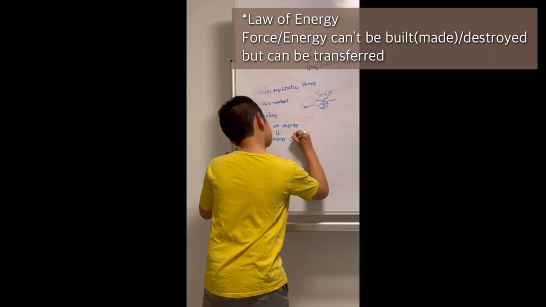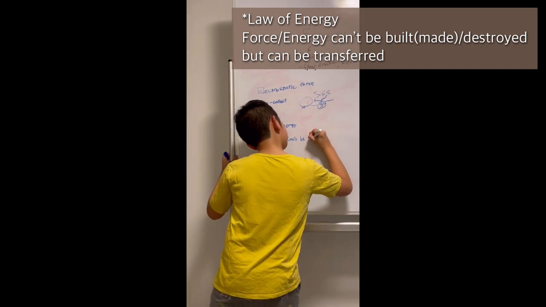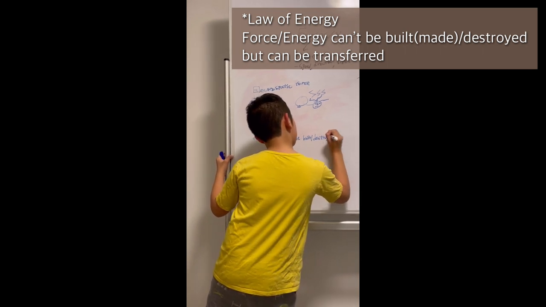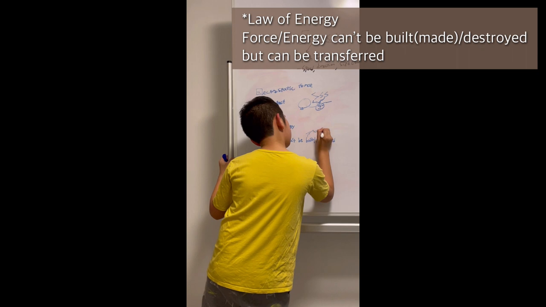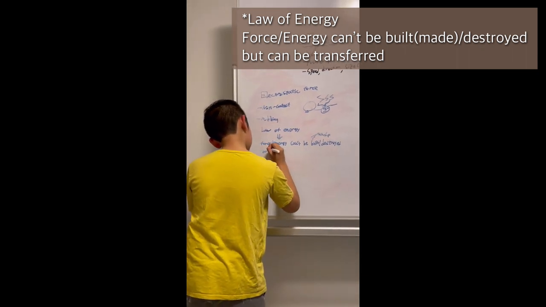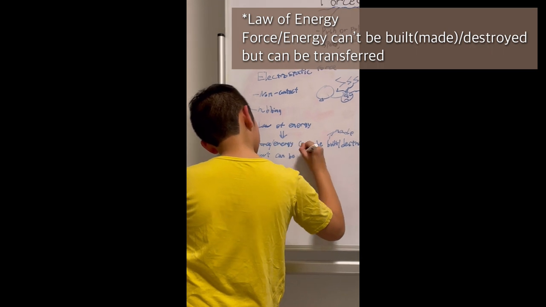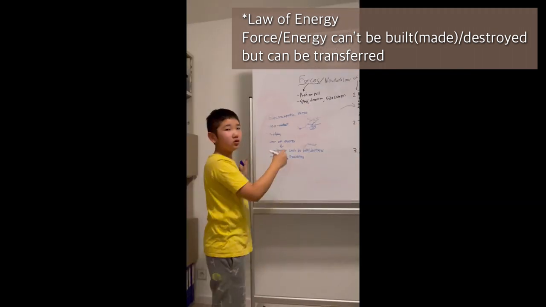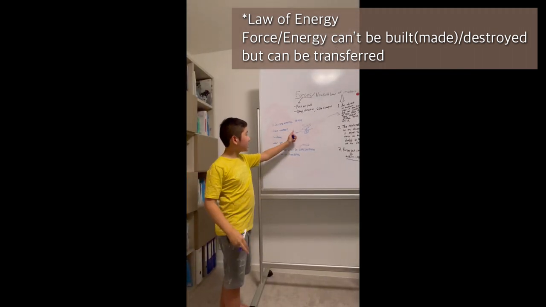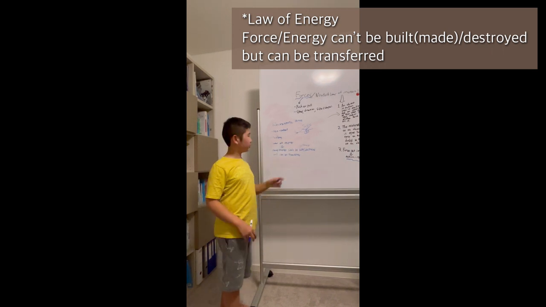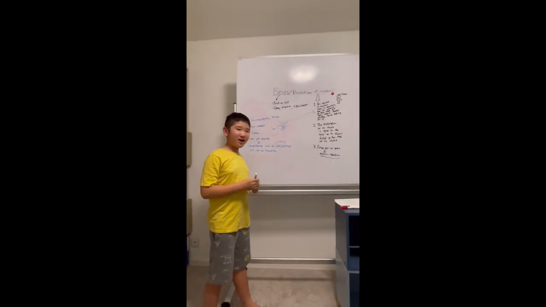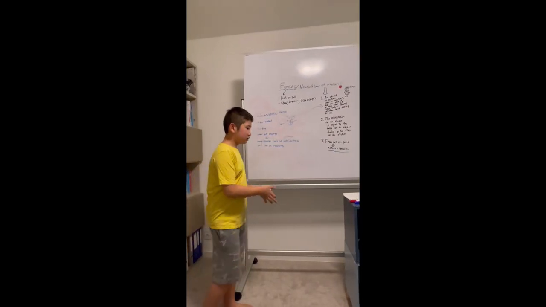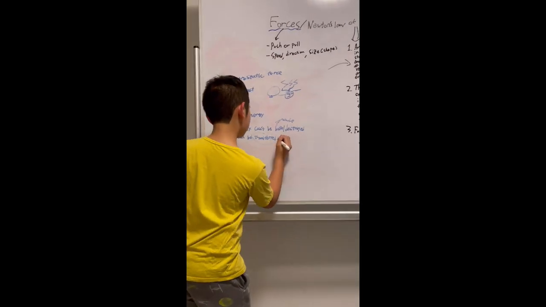Force can't be made or destroyed, but it can be transferred. Transferred means that you can move it. So the balloon moved the electrostatic force to his hair, and he's about to cry. So this is about the electrostatic force. The part that gets transferred is called charge.